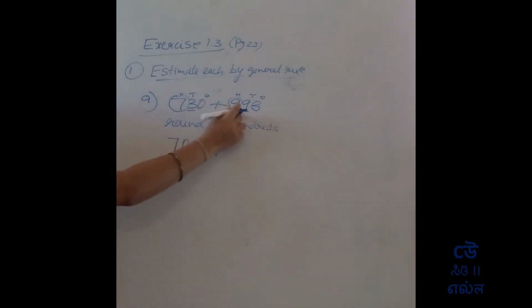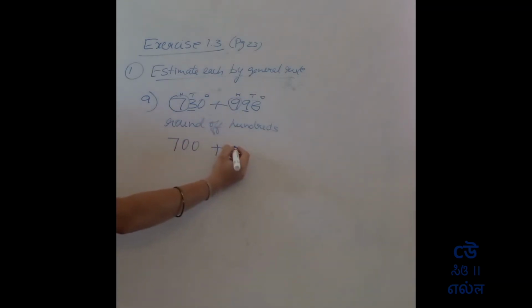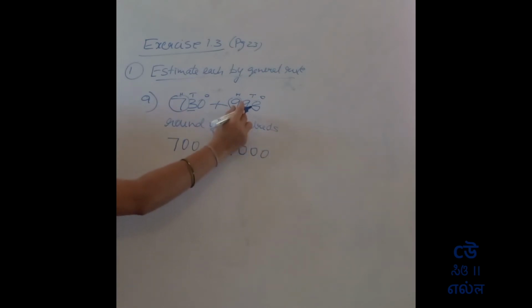Then right side values will be 0. Next, 9 we have. 9 is less than 5 or greater than 5? 9 is greater than 5. So, it is a stronger number. So, we will increase this number by one. So, 9 will become 10. Right? 10. Right side numbers will be 0, 0.